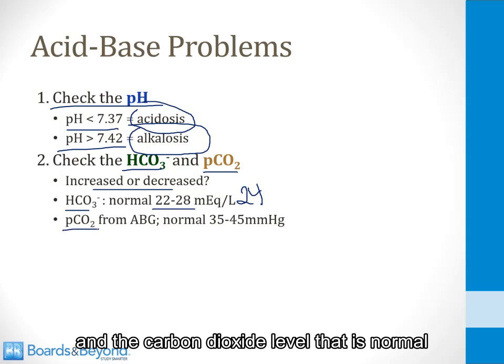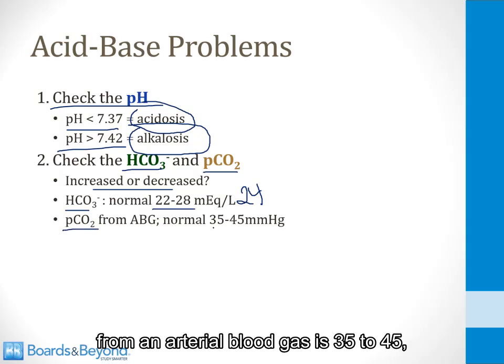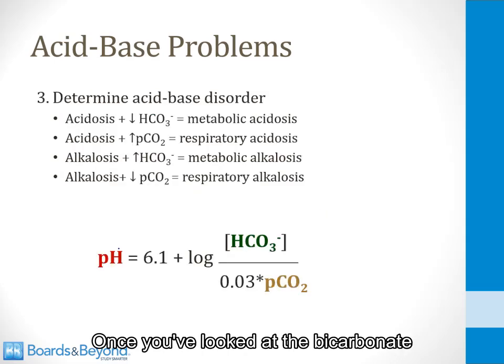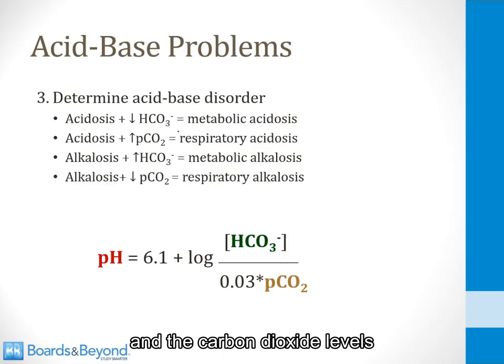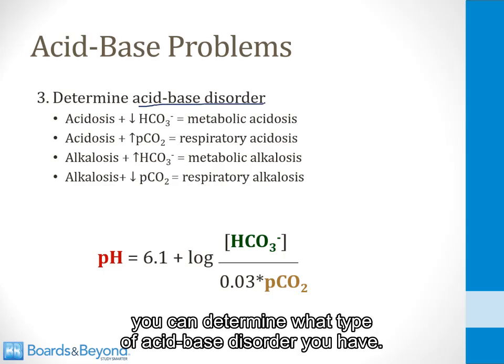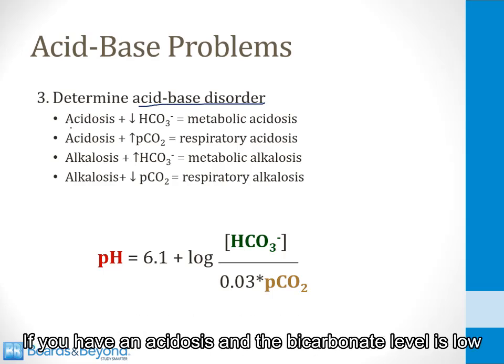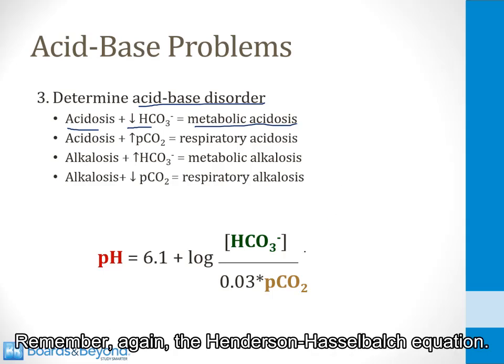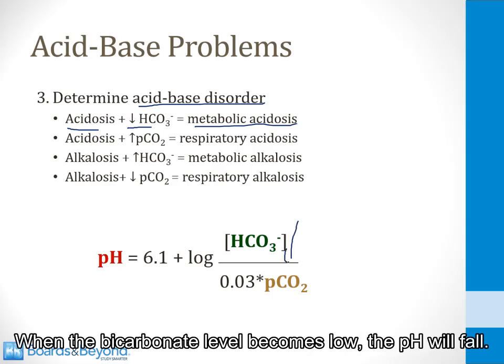And the carbon dioxide level that is normal from an arterial blood gas is 35 to 45. Most people just remember it as 40. Once you've looked at the bicarbonate and the carbon dioxide levels, you can determine what type of acid-base disorder you have. If you have an acidosis and the bicarbonate level is low, then you have a metabolic acidosis. Remember again the Henderson-Hasselbalch equation, when the bicarbonate level becomes low, the pH will fall.